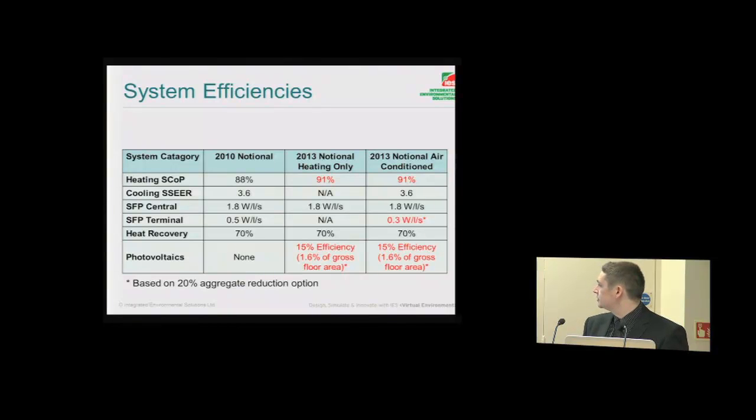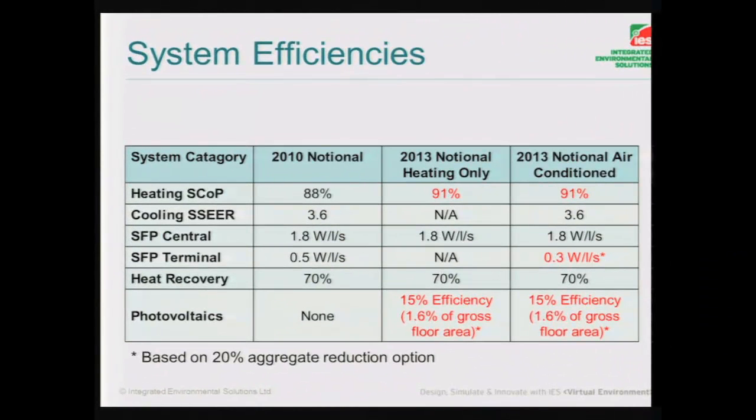And I think what's probably the biggest change is the photovoltaics at the bottom. In the 2013 regulations, again based on the 20% reduction, the Notional building will include PVs within the model. So where you could previously have had renewables as some sort of safety net, now you're looking at including them just to keep up with the Notional building.